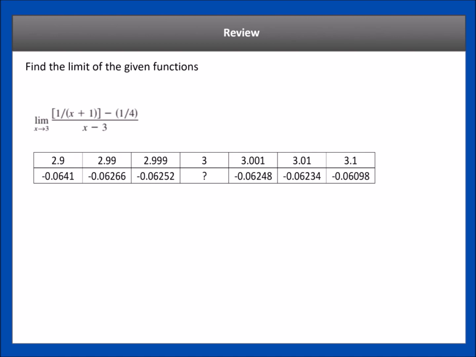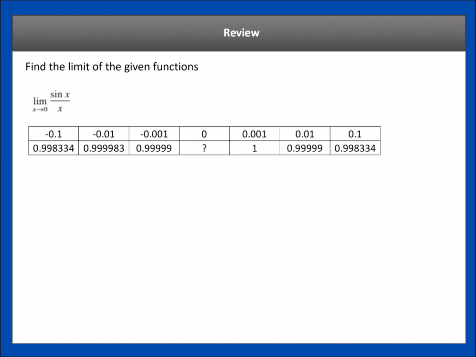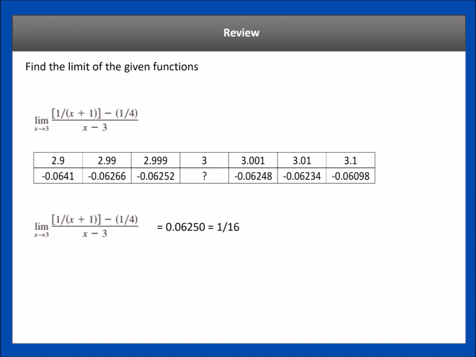So if I do the very first question in the first slide of the review, if I plug in those values, we know that we can't plug anything in at 3 because it's going to be undefined. But if I plug in the values from the left side, I get those decimals. If I plug into the right side, I get those decimals. So we can kind of see that the limit as x approaches 3 of that function is approaching negative 0.0625. And so that's what we get here. And then that actually turns out to be negative 1 over 16.